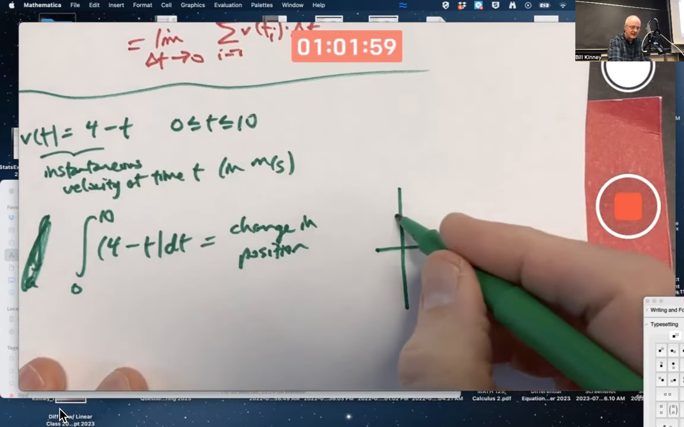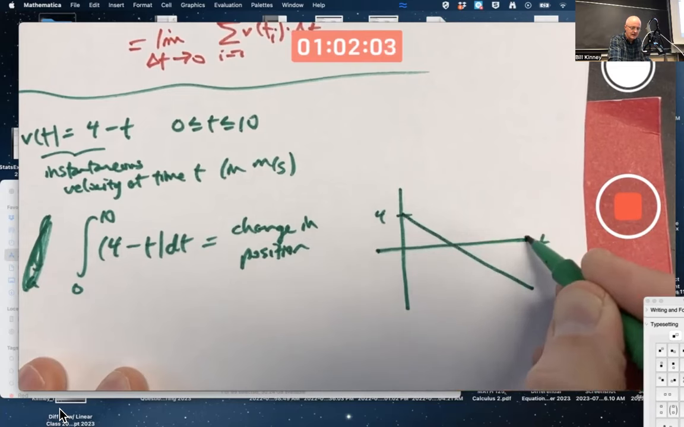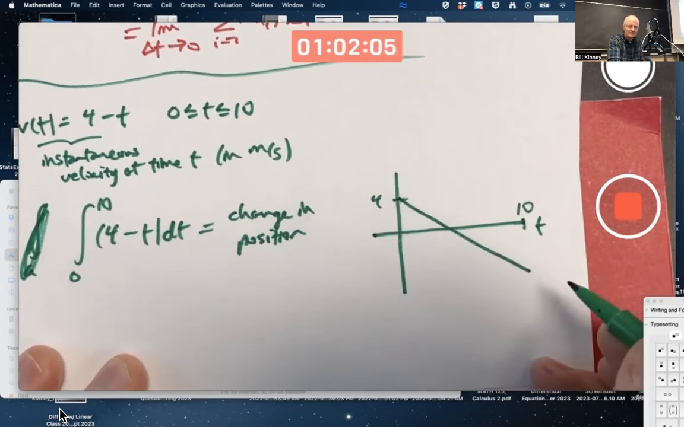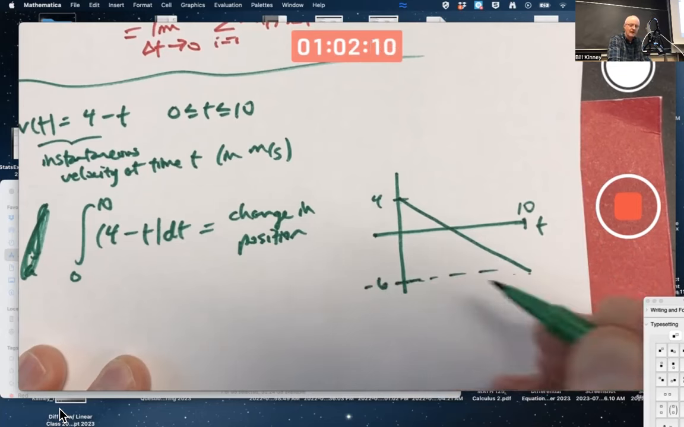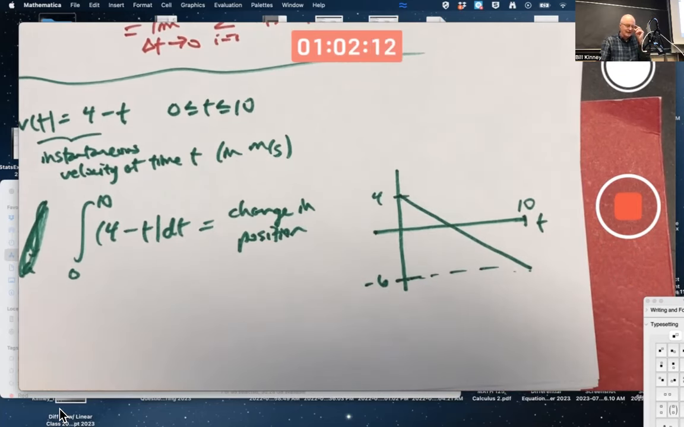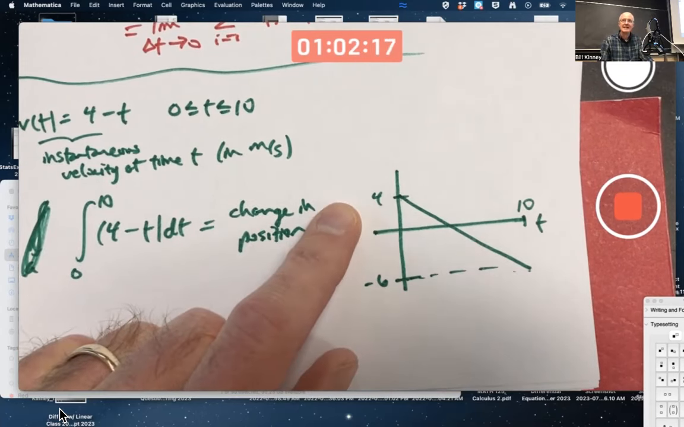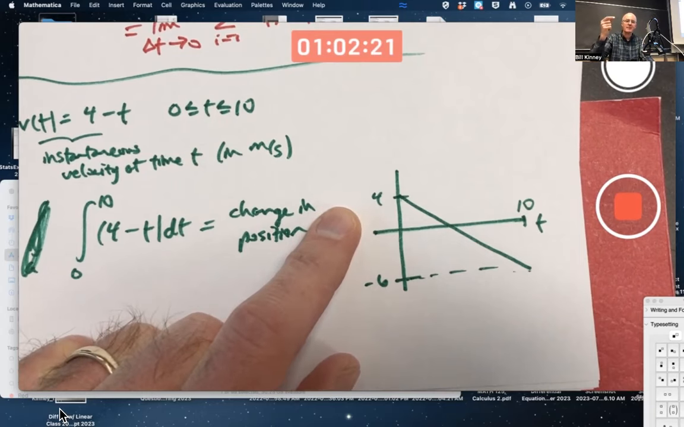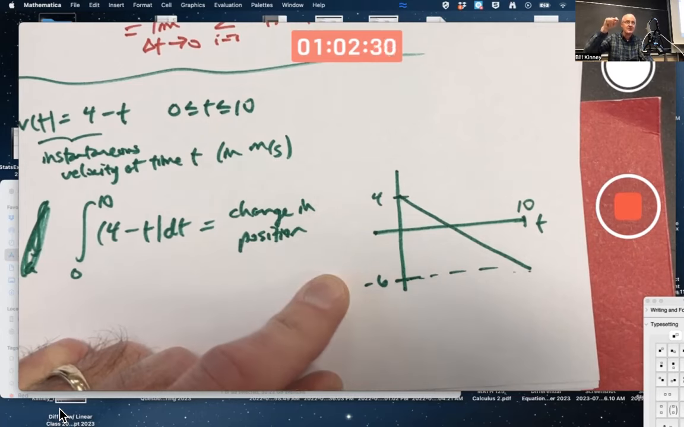Well, what does the graph look like here? Looks like that. I did make this example linear. The velocity at time 0 is 4 meters per second. So at time 0, you're traveling to the right at 4 meters per second. But by the end, time 10, you're traveling to the left at 6 meters per second. The negative sign means you're traveling to the left.